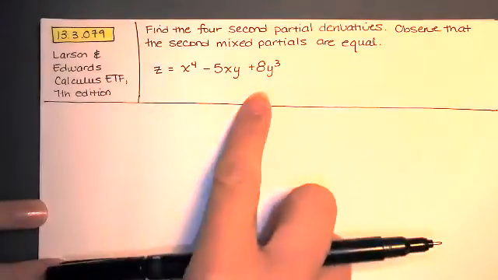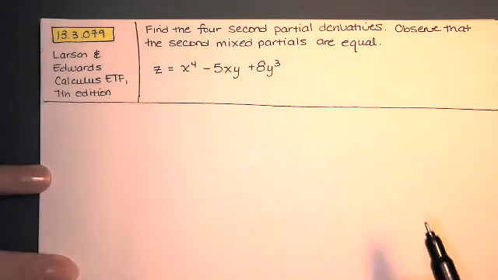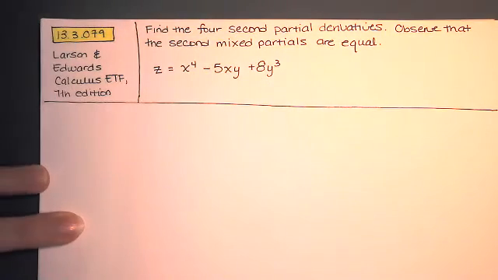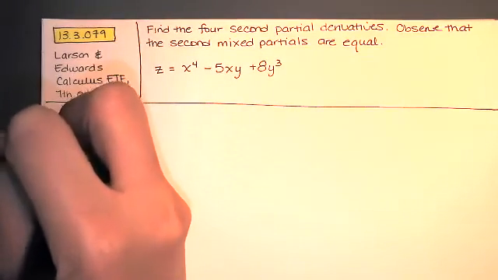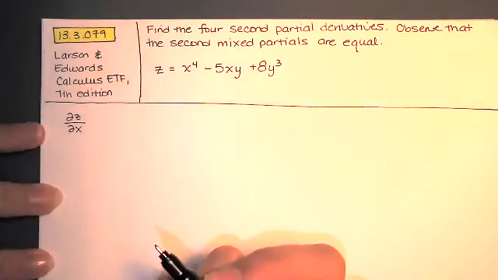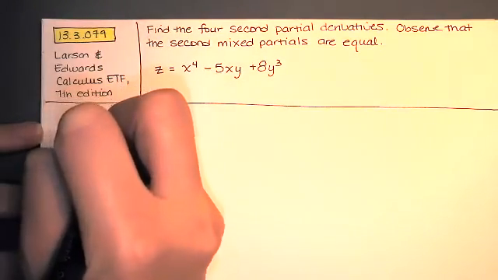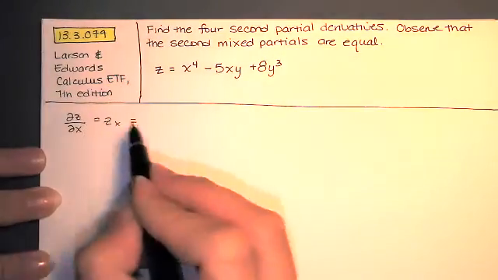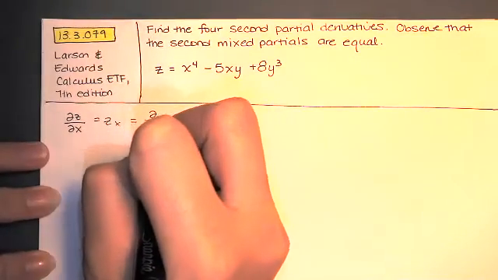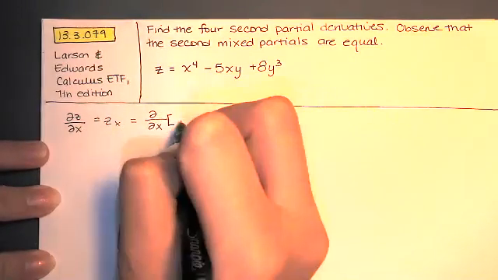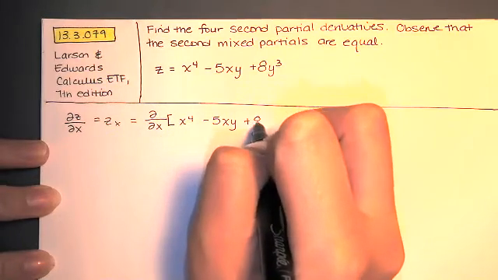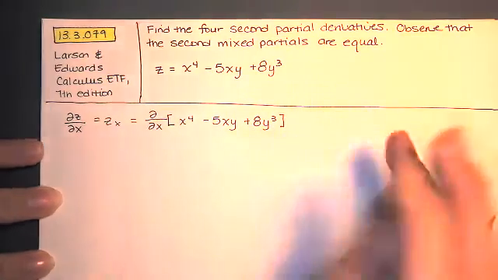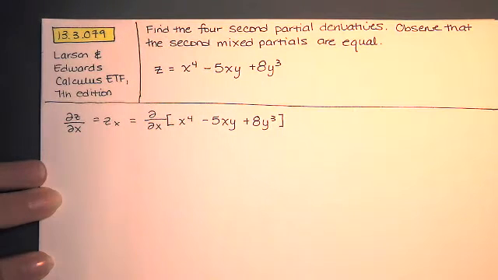So we've got z, and z is a function of 2 variables. And if we want second partial derivatives, the first thing we need to do is compute first partial derivatives. So we'll compute the partial derivative of z with respect to x, that's Leibniz notation, or if you prefer, you can use subscript notation. Now that's the same thing as taking the partial with respect to x of z, and z is x to the 4th minus 5xy plus 8y cubed. So you're just going to start by taking these first partial derivatives.